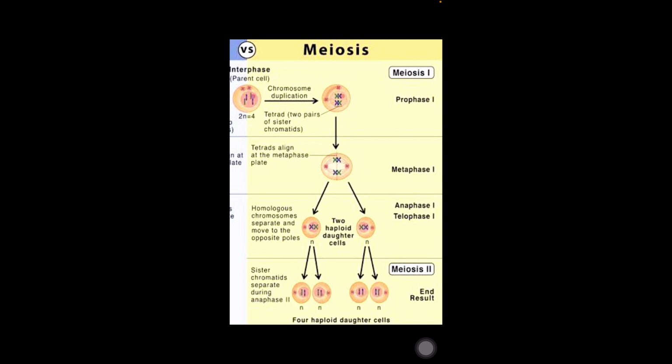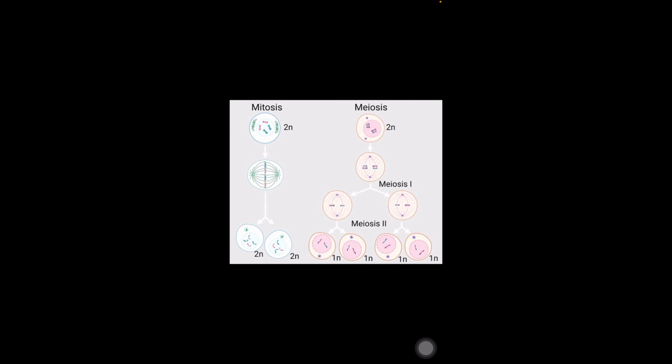And in meiosis 2, we're going to have 4 haploid daughter cells, N. That is the end result of meiosis. Take notice. Again, if you didn't get that, let me show you the simplified version.